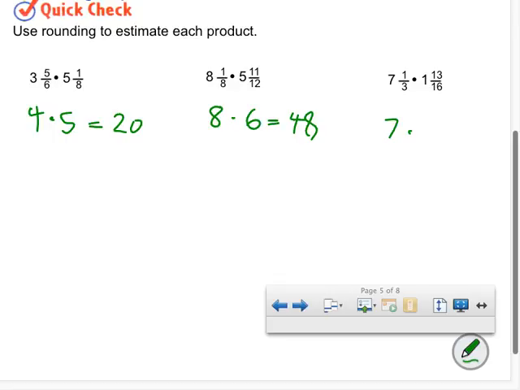Is 13/16 closer to 1 whole or 0? 1. So I have 1 plus the fraction 13/16, which we said was 1, so 1 plus 1 is 2. So we rewrote that mixed number as 2. Do you see how we did that? And then what do you get for your estimate? 14. Okay, are we good? Yeah. Easy stuff, right?